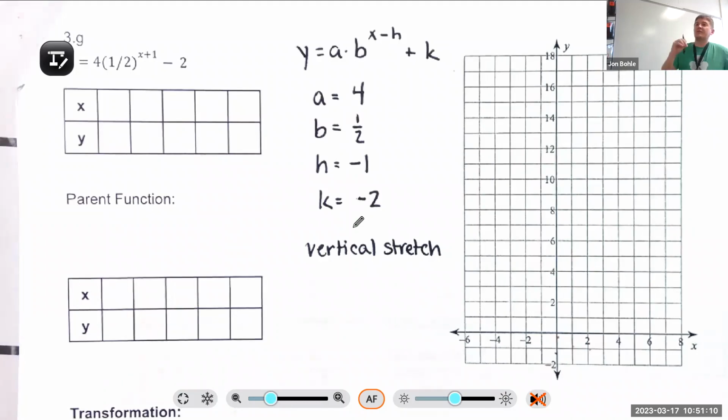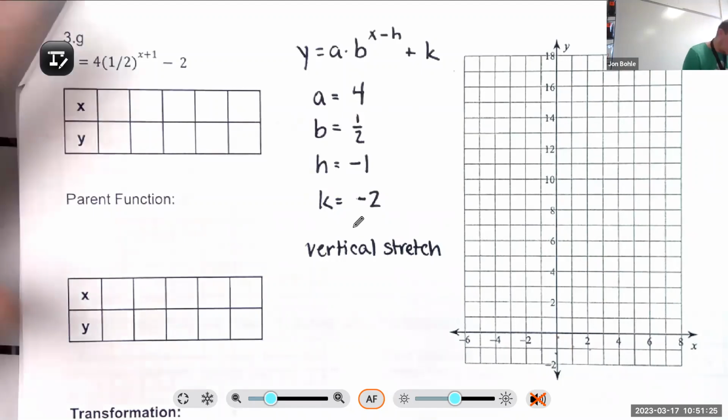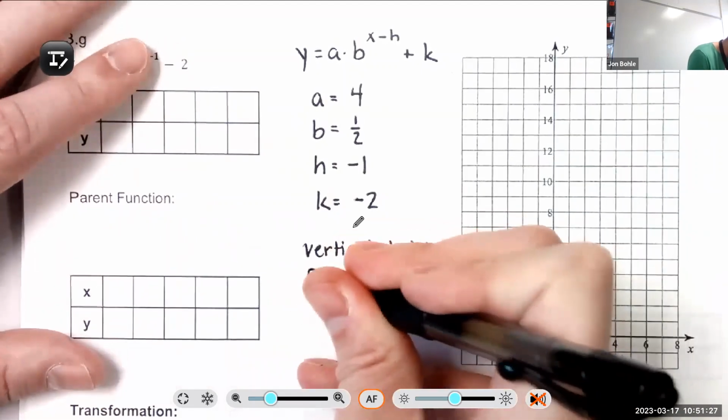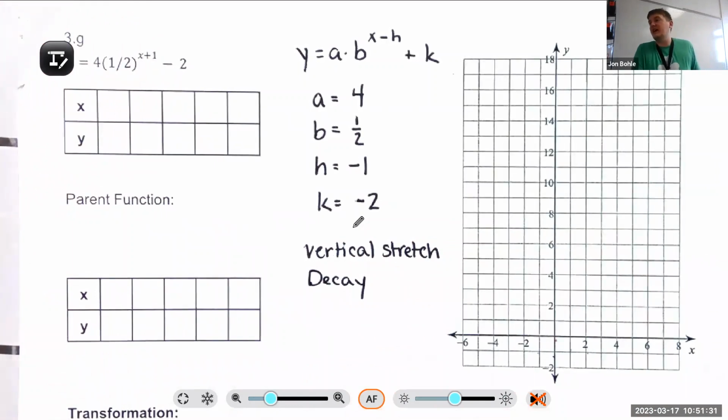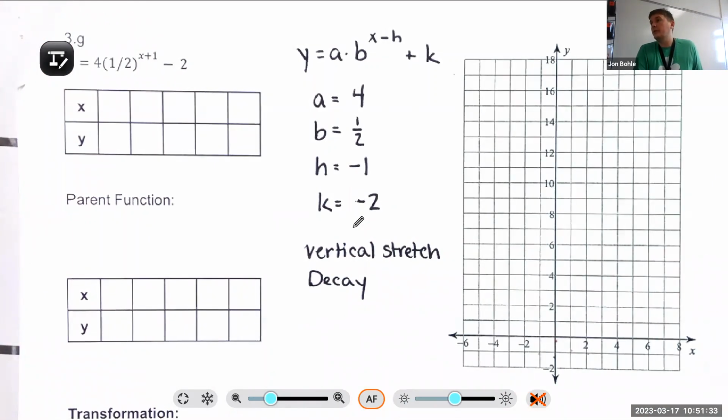All right, what about B value? B value we actually didn't write on the front page, but we did talk about. What's B value do? It's 1/2. Give you a hint. It's either growth or decay. Is this going to be a growth function or a decay function? It's a decay. If the B value is in between 0 and 1, it's decay. If it's greater than 1, it's growth.